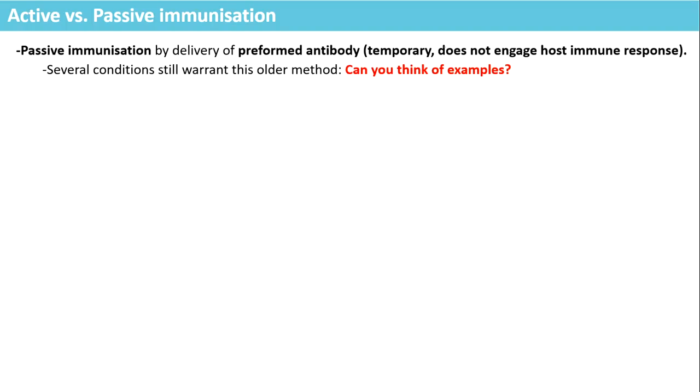Now, when it comes to active versus passive immunization, passive immunization would be when you deliver a preformed antibody into an individual, and this is obviously a temporary situation because it's not engaging the host immune response, and it's quite an old-fashioned method, but several conditions still use this passive immunization. So can anybody think of any examples of passive immunization and how we might use it today? Any ideas?